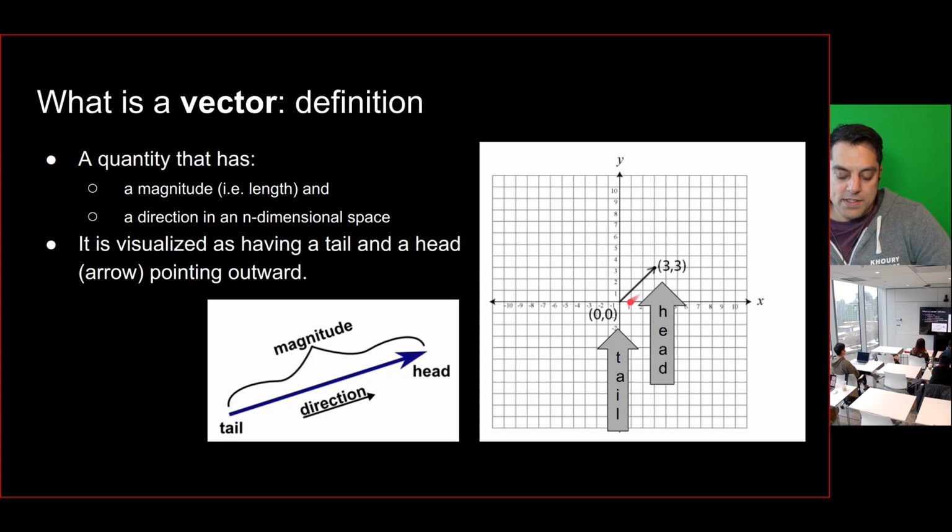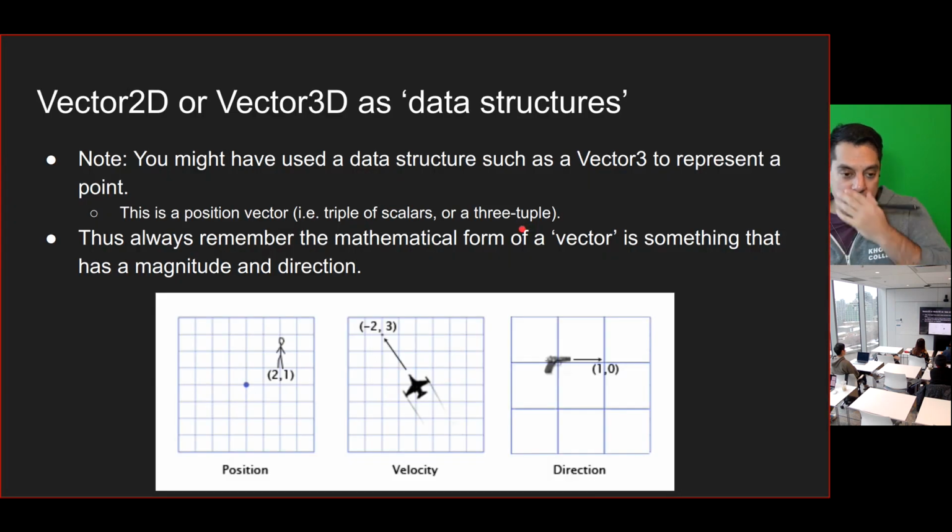The magnitude is the length. I'll show you how to calculate that in a moment, but that's the idea of what a vector is. So it's not a point, but it is something with a length and a direction, okay?